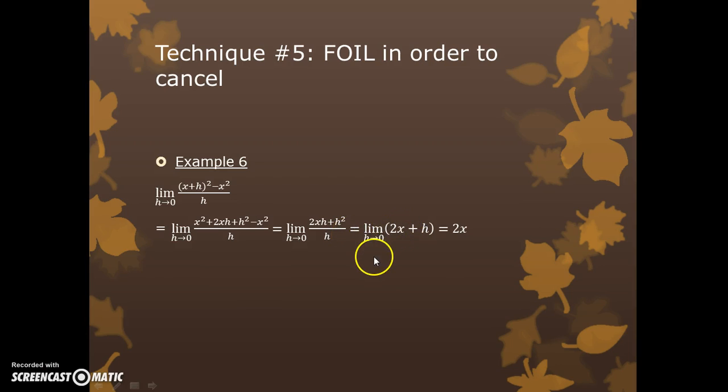Now we've got a situation where we can just plug in h equal to 0 and we get 2x as our limit value. This will be a limit that we see quite often. In fact, what we just did was find the derivative of the function x squared.